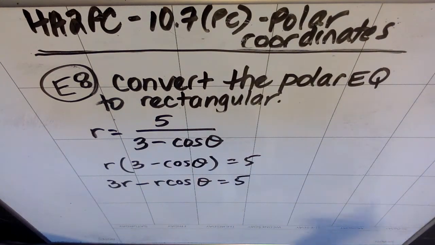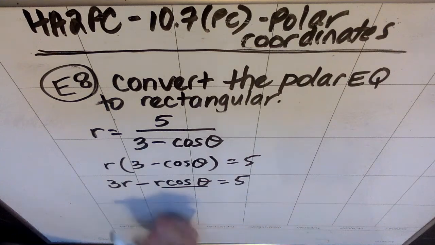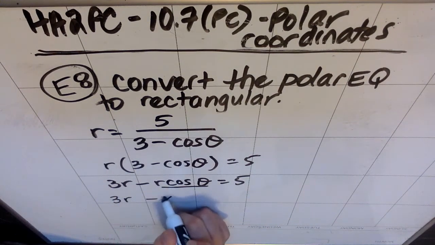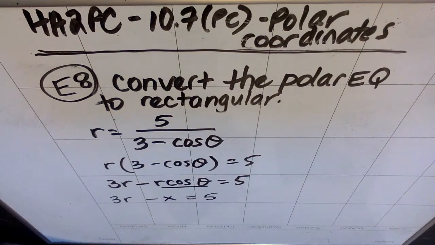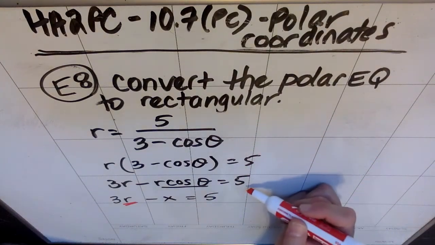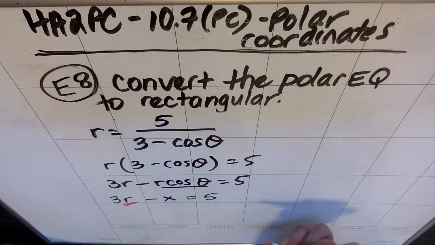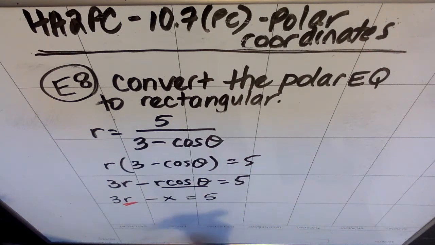Well, that's great, because r cosine theta is a thing you know. So 3r minus the x, okay, I'm most of the way there. The only thing that makes this still polar is this. So right now I haven't converted at all. I've got this weird mix and match thing. This was all polar, and now I have this weird mix of polar and not polar, which is kind of a hot mess.